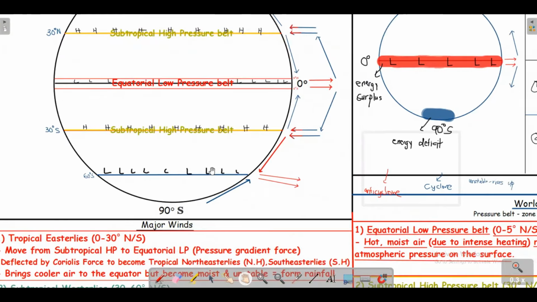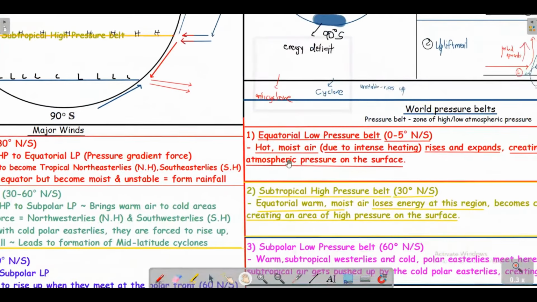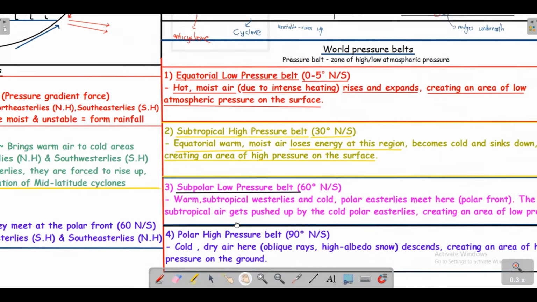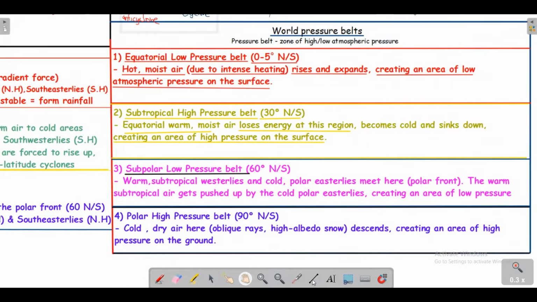It is a belt. Okay, so that's a zone of low pressure, and it is called the subpolar low pressure belt. It occurs at 60 degrees north or south of the equator. And it is formed by upliftment, guys, as I said.